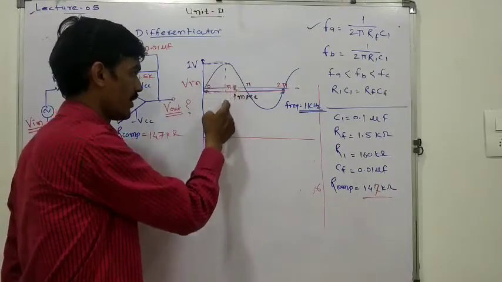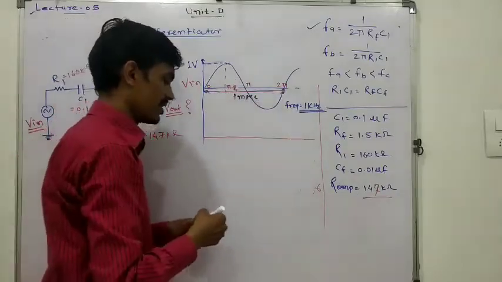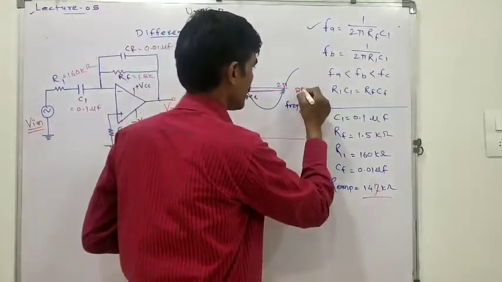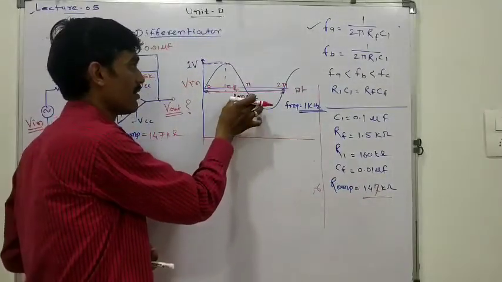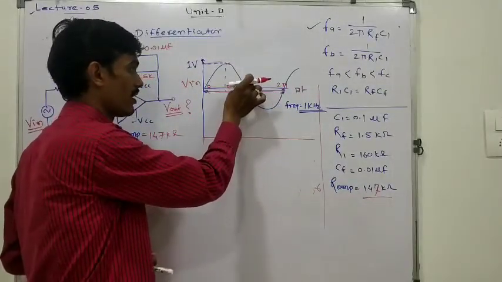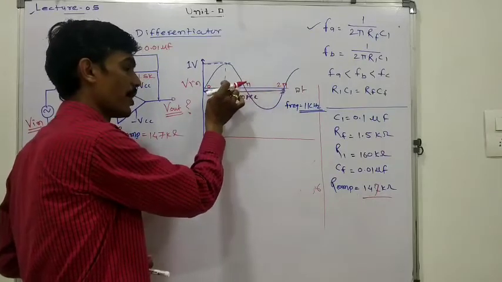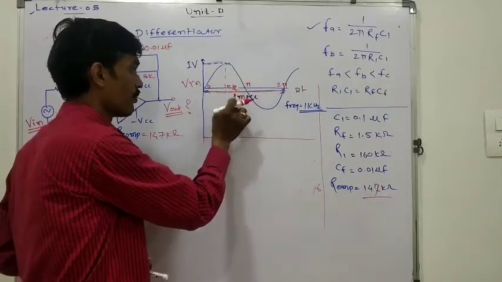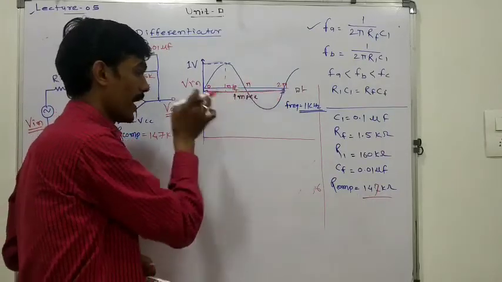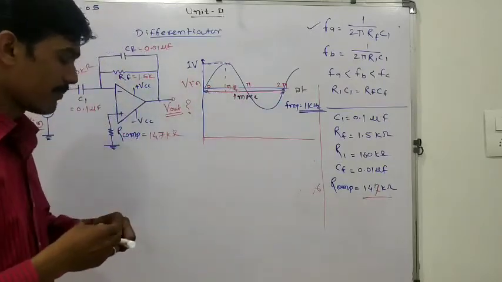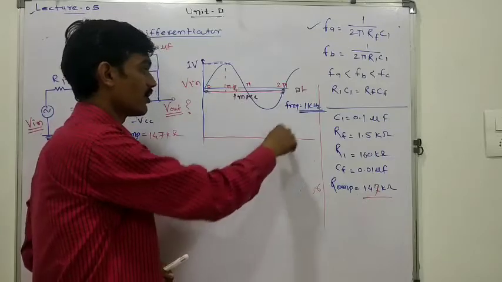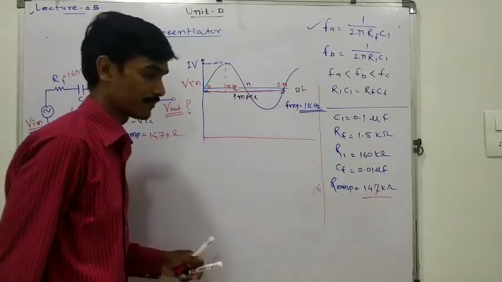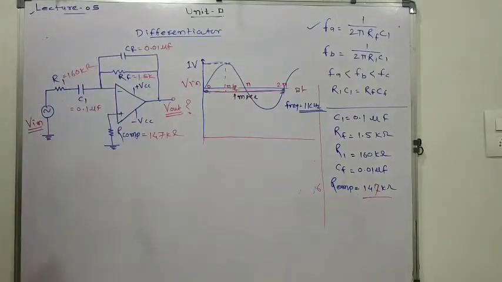So at this value, if we consider this as omega t, or in terms of time, this is nothing but t, 1 millisecond. So 1 millisecond, this is 0.5 millisecond, this is 0.25 millisecond. That means 1/4 of the total time. So at 4 to 5 points we have to calculate the value of the output, and then only we will be able to draw the waveforms. So first of all, we must know the output voltage formula.